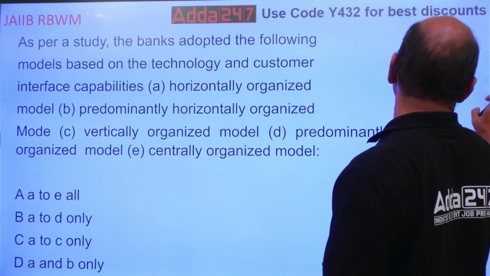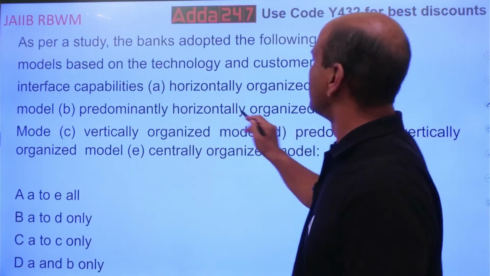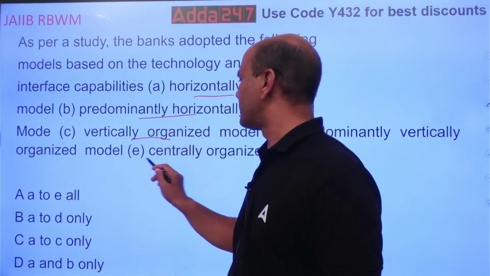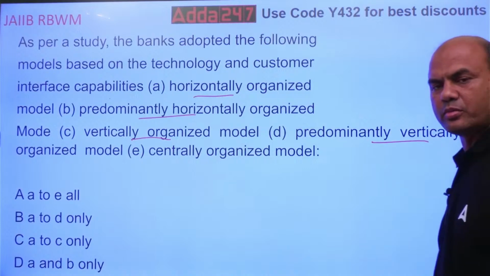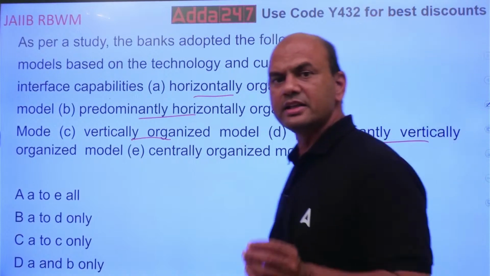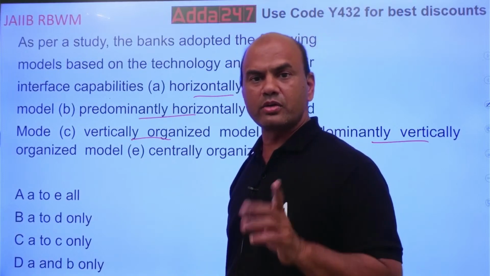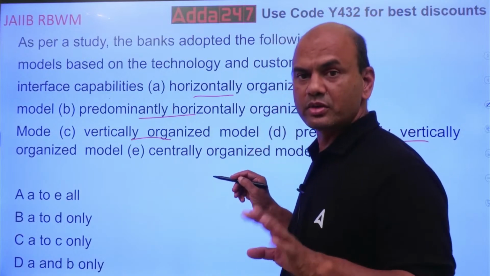So there are these four delivery models. Horizontally organized, predominantly horizontally, vertically, and predominantly vertical. This one. Okay. So these are the four models. Now understand the concept behind each model. Firstly, predominantly horizontally. When you talk of this, directly horizontally.